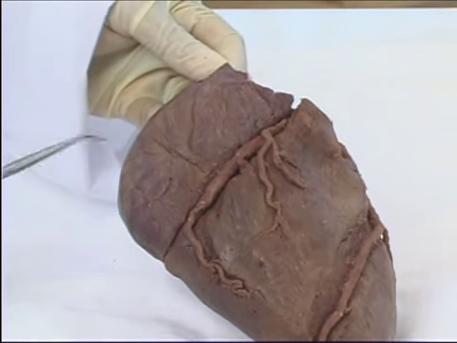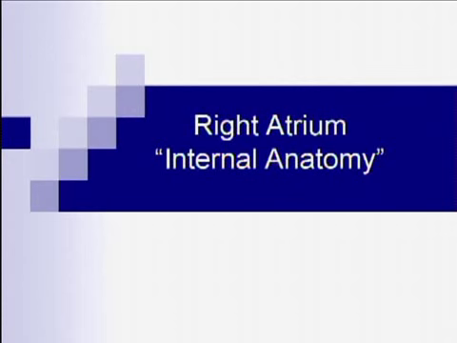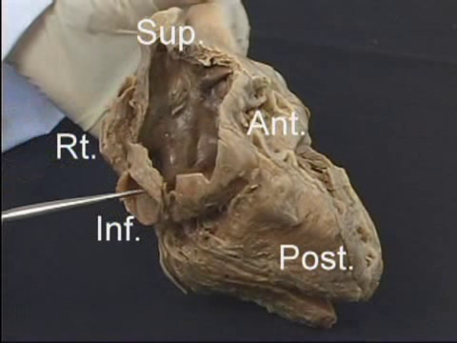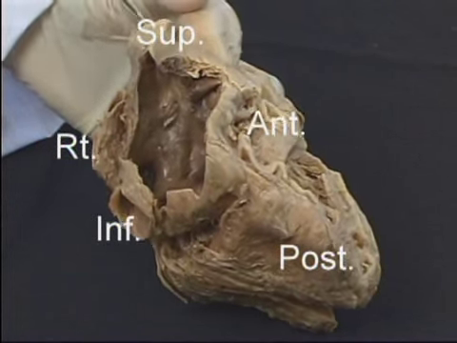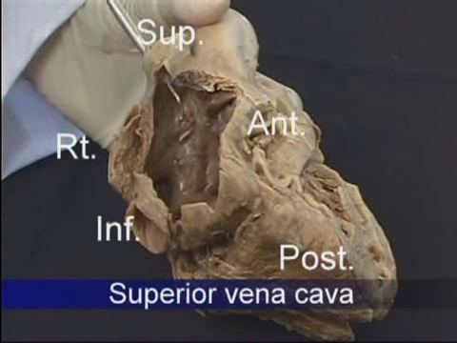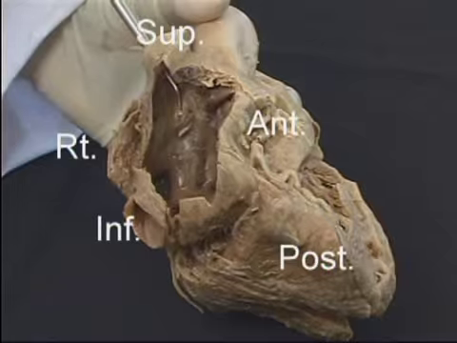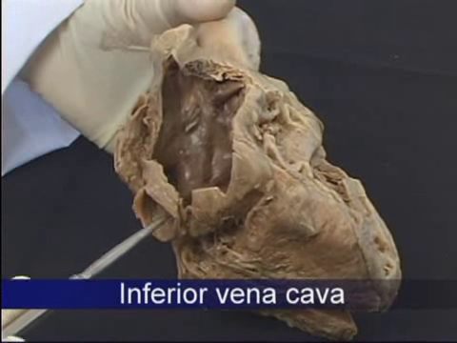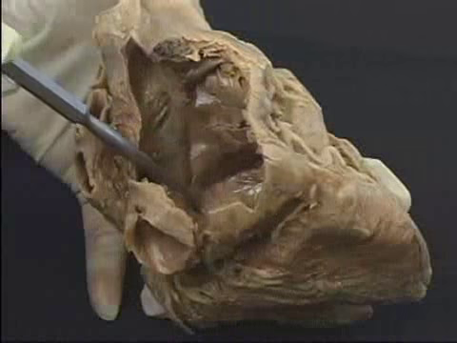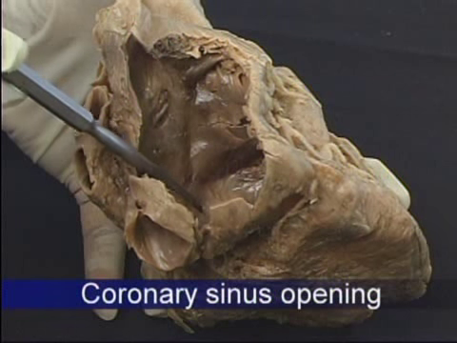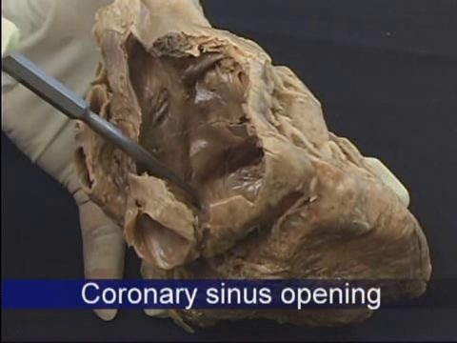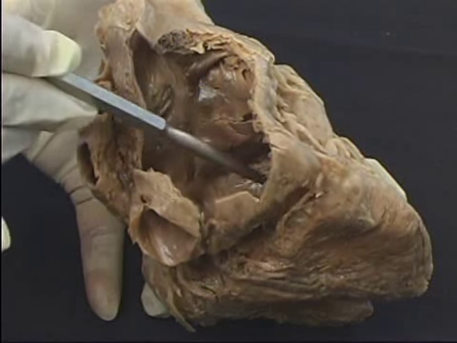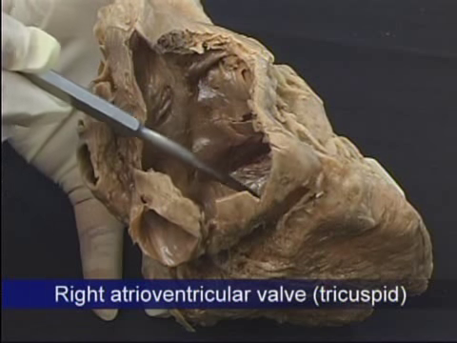Let's look into the internal anatomy of the right atrium. On this specimen, the anterior and the lateral wall of the right atrium has been taken out. Superior vena cava opening, bringing the deoxygenated blood from the upper part of the body. Inferior vena cava, bringing the deoxygenated blood from the lower part of the body. Now I am pointing to the opening of the coronary sinus that brings the deoxygenated blood from the heart. On this side here, my probe is in the opening of the right atrioventricular valve or tricuspid valve.